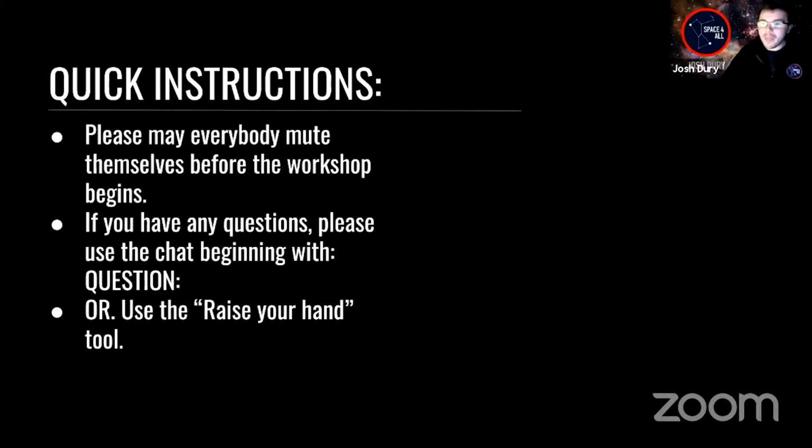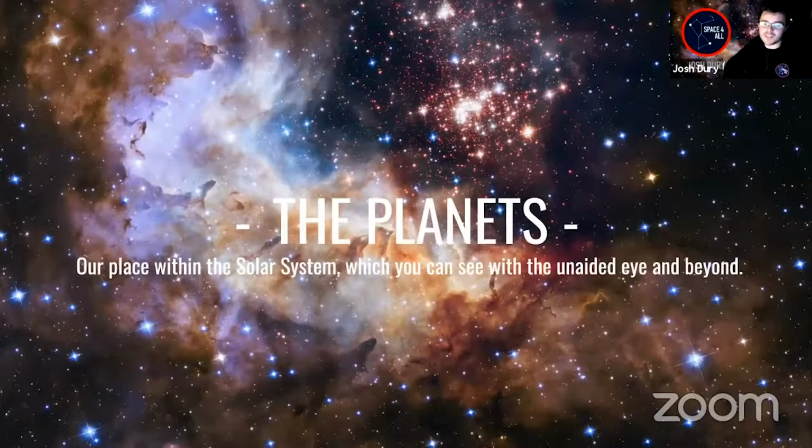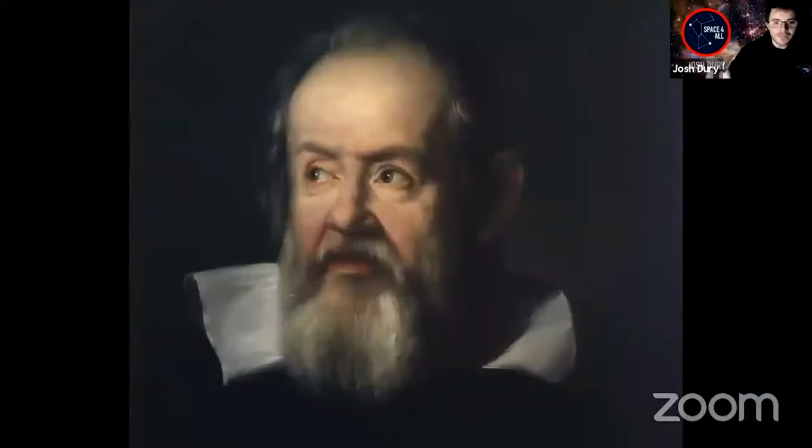So the planets are placed within the solar system, which you can see with the unaided eye and beyond. I purposefully wanted to mention this in this particular workshop because you don't need a telescope to see the planets of our solar system necessarily. However, there may be some where you are required to use a telescope, but this will be where you can advance in your astronomical journey.